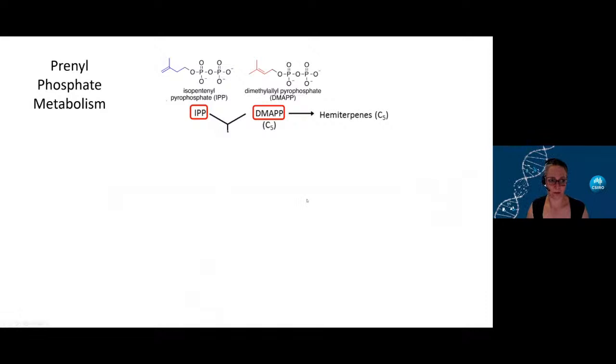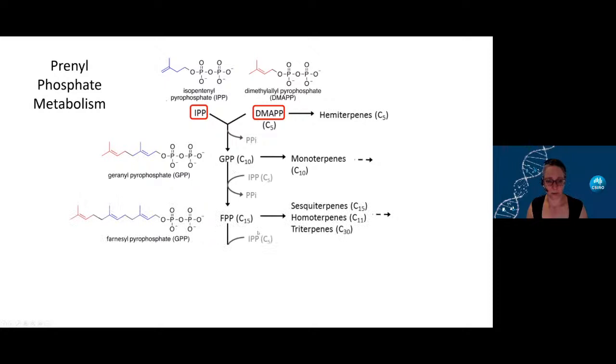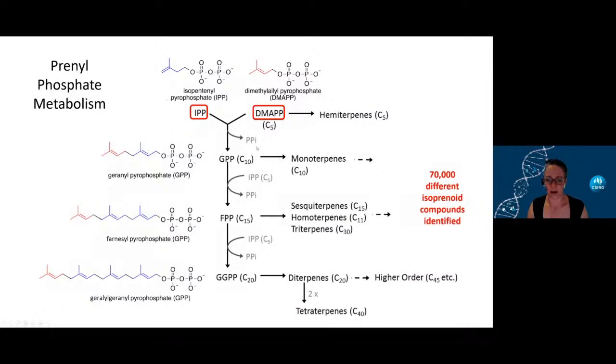Prenyl phosphate metabolism is common downstream of those two pathways, and you get a series of condensation reactions to give you a C10, geranyl pyrophosphate, a C15, farnesyl pyrophosphate, a C20, and so on and so forth. And those are dephosphorylated, cyclized, and modified in all sorts of different ways to give you something like 70,000 different isoprenoid compounds that have been found in nature to date, with many different biological and industrial functions.